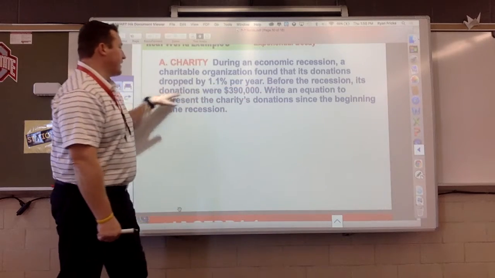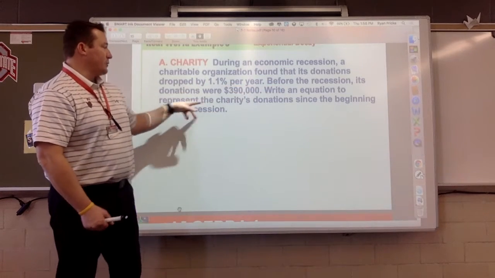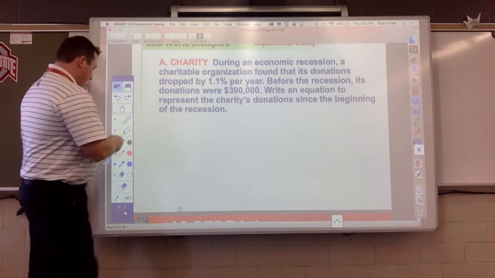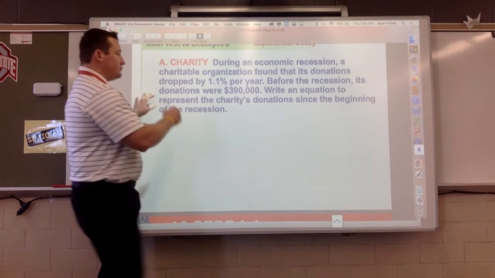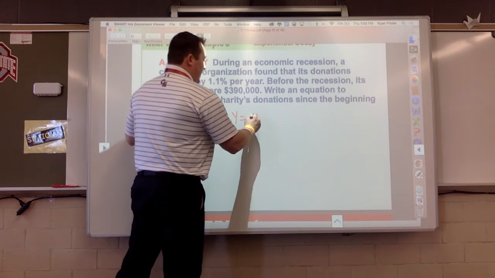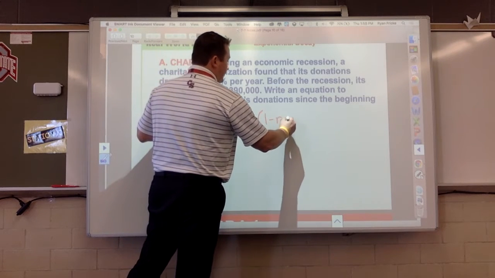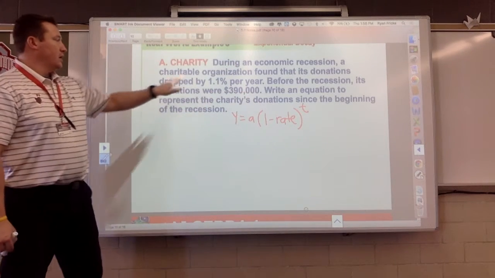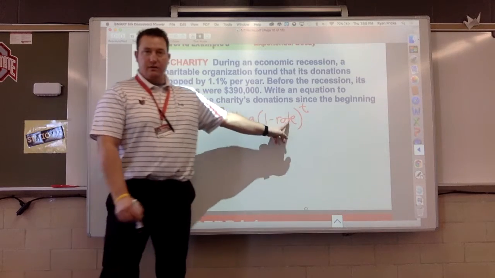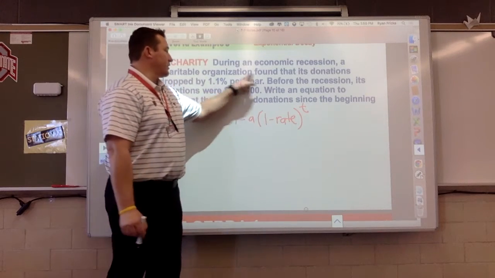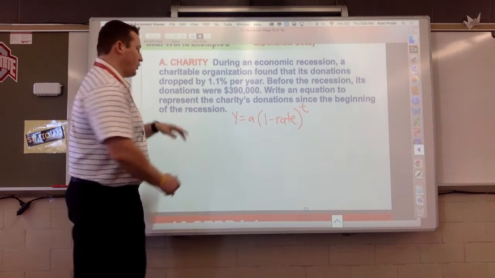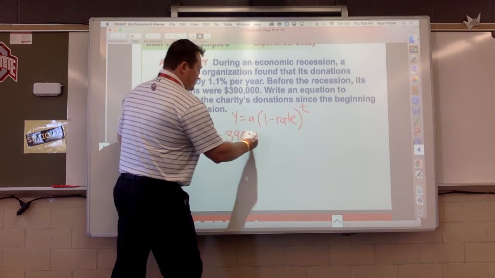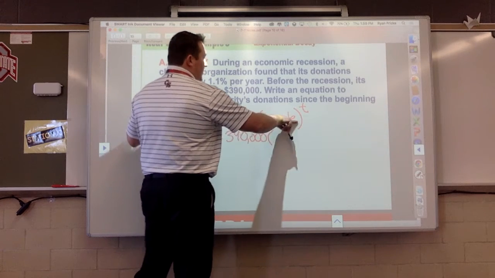Before the recession, its donations were this much. Write an equation to represent the charity's donations since the beginning of the recession. So, y equals a times 1 minus the rate to the power of t. 1.1% is my rate, so make sure you have that as a decimal. 390,000 is my starting quantity. So y equals 390,000 times, to the t, 1 minus the rate.